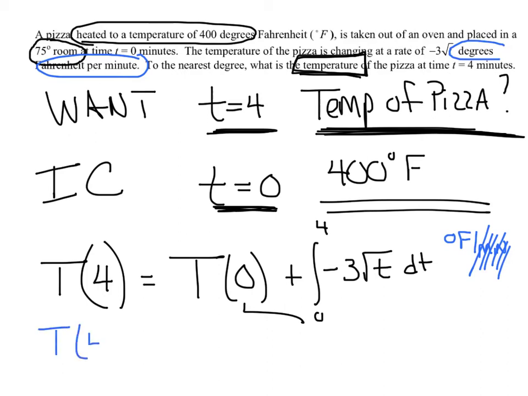So T of 4 equals, the temperature at 0 is 400, plus, now let's go ahead and integrate this. I'm going to rewrite this as t to the 1 half, so that's t to the 3 halves times 2 thirds. That gives me a negative 2 thirds t to the 3 halves from 0 to 4.